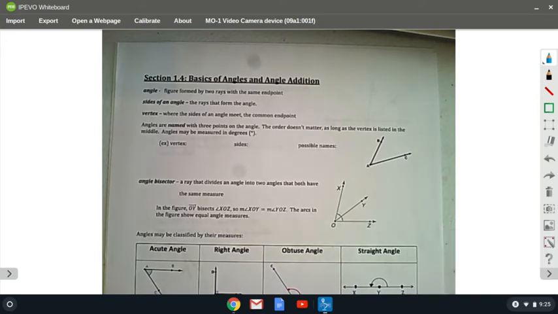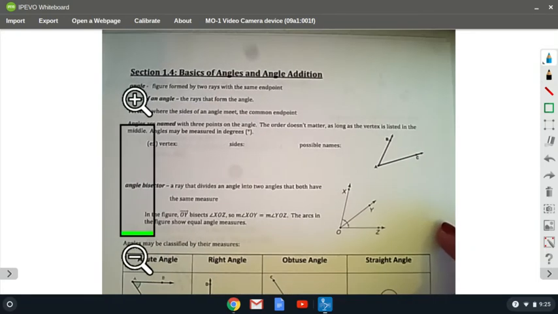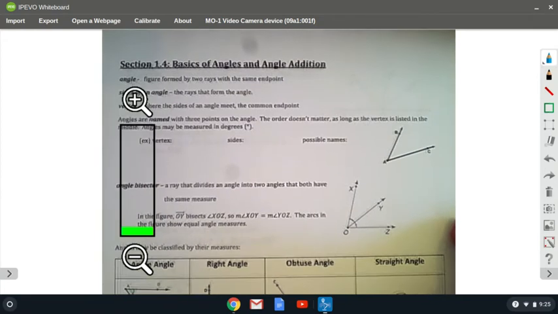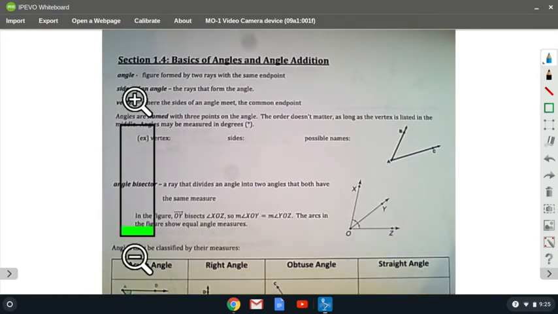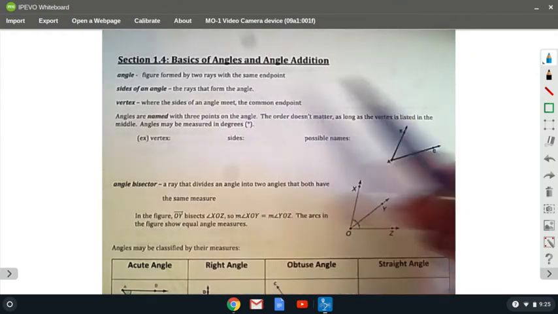Morning, everyone. Today we're going to talk about basics of angles and angle addition. Angles are some of my favorite parts of geometry.